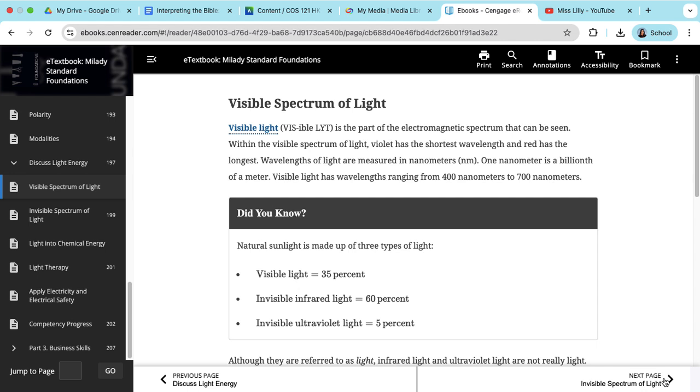Now we're going to talk about the visible spectrum of light. Visible light is the part of the electromagnetic spectrum that can be seen. Within the visible spectrum of light, violet has the shortest wavelength and red has the longest. Wavelengths of light are measured in nanometers. One nanometer is a billionth of a meter. Visible light has wavelengths ranging from 400 to 700 nanometers.